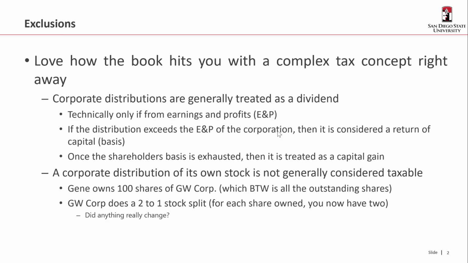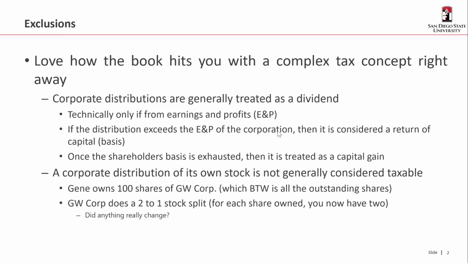So corporate distributions are generally treated as a dividend, technically only if they come from earnings and profits, or E&P. If the distribution exceeds E&P, then it's considered a return of capital. And once the shareholders' basis in those shares of stock is exhausted, right, if you're returning capital, reducing your basis, then it's eventually treated as a capital gain. And as I said, we'll reinforce this pretty dramatically when we get to the corporate chapters later.